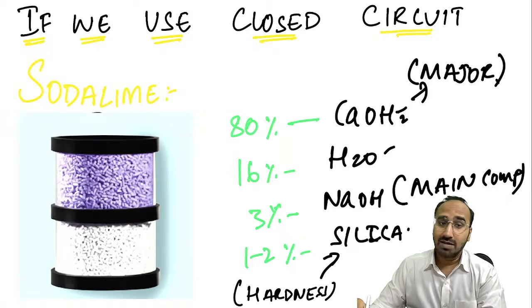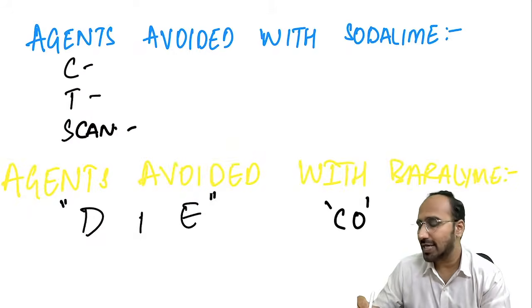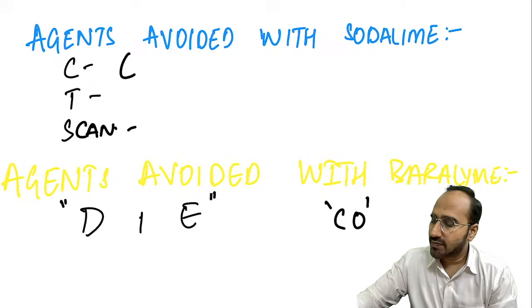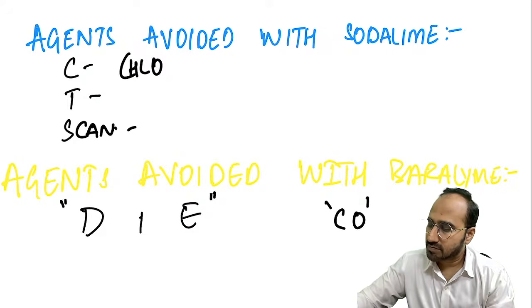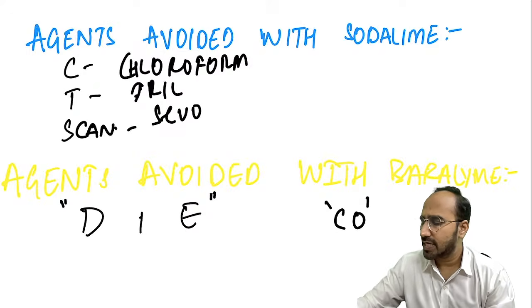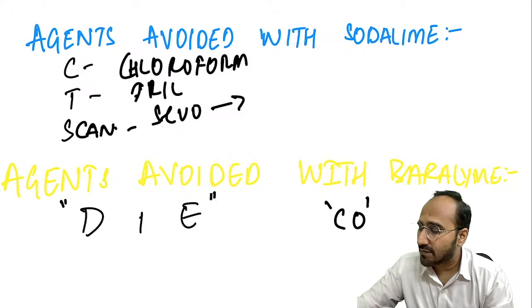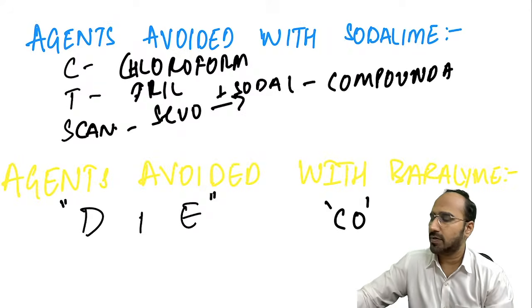Okay? But remember, whenever you are using soda lime, there are 3 inhalational agents you should never use. What 3 inhalational agents? CTS inhalational agents should not be used. C stands for what? Chloroform, we are not at all using. Next, trilene we are not using. Next, sevoflurane you are not using. Sevoflurane, if you use it with soda lime, I told you, sevo reacts with soda lime to form a compound called compound A or olefin, which is a nephrotoxic compound.